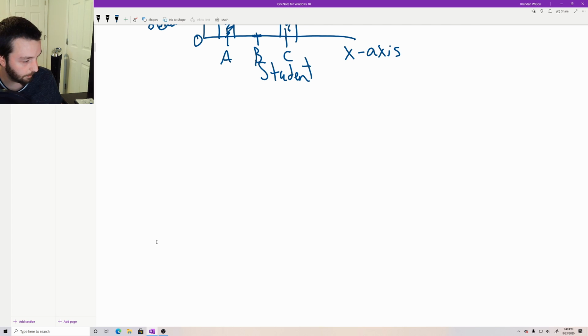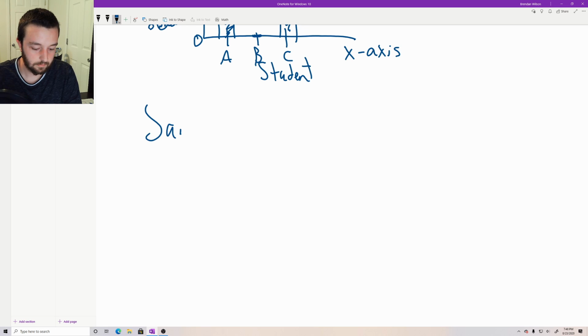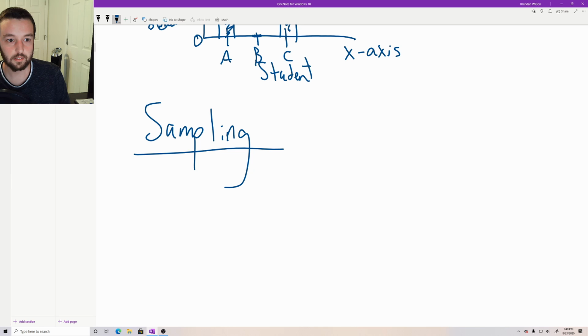So the next thing we're going to talk about is sampling. Sampling is the way that we get our data. So this is how we get our data. How do we take our sample? There's a lot of different ways to do this. And the book goes through, I think, 6 different ways and talks about the advantages of each one. So I'll just give some examples here to go over it.